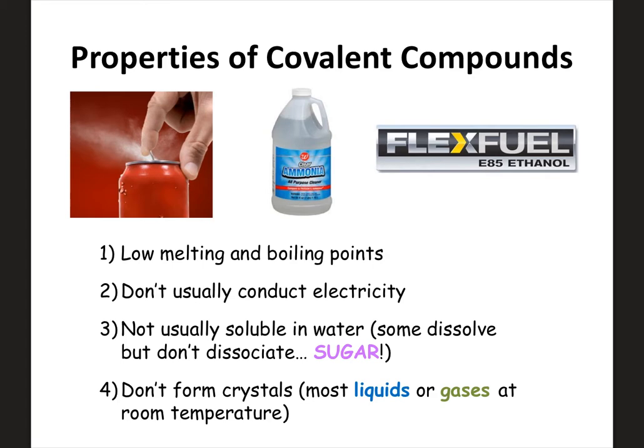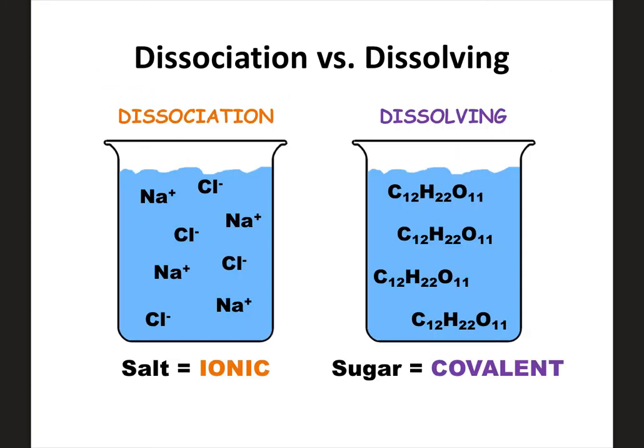So if a covalent compound does dissolve in water, it would not dissociate. Something like sugar dissolves in water. It's covalent, made of carbon, hydrogen, and oxygen, but it's not going to dissociate and it's not going to conduct electricity. So that's different from ionic. And typically, covalent compounds don't form crystals. Most are actually liquids or gases. But again, there's a wide variety of properties for these covalent compounds. Something like sugar does form crystals. So these are basically the properties of most covalent compounds.